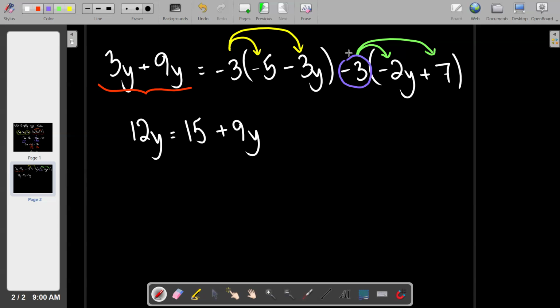Okay, so we survived the first number, remembering to change our signs and all that as we went. And now we're on to Mr. Purple, and his job is to multiply again. Be cognizant of the signs. When you multiply by a negative, signs change. So we're left with positive 6y. And then what's negative 3 times 7? Negative 21. Perfect.